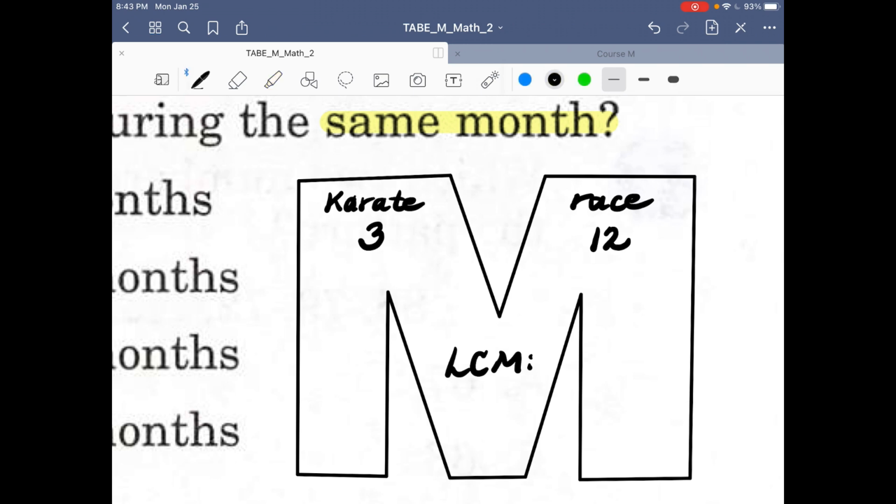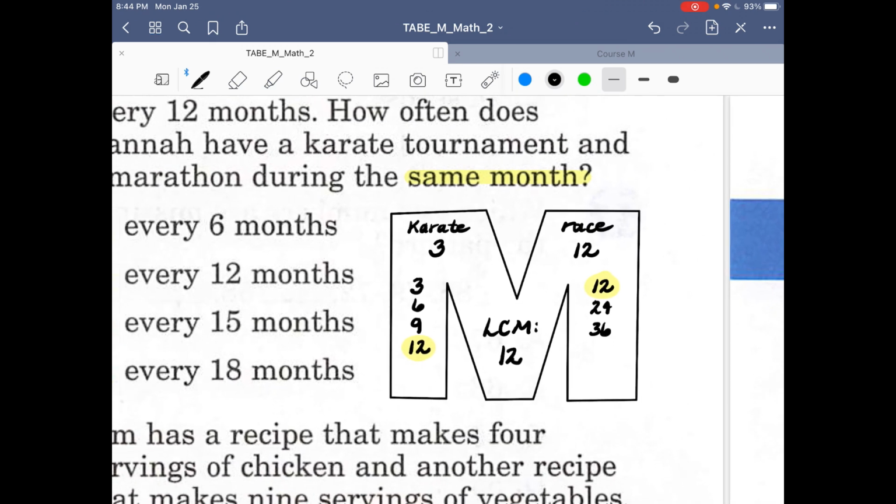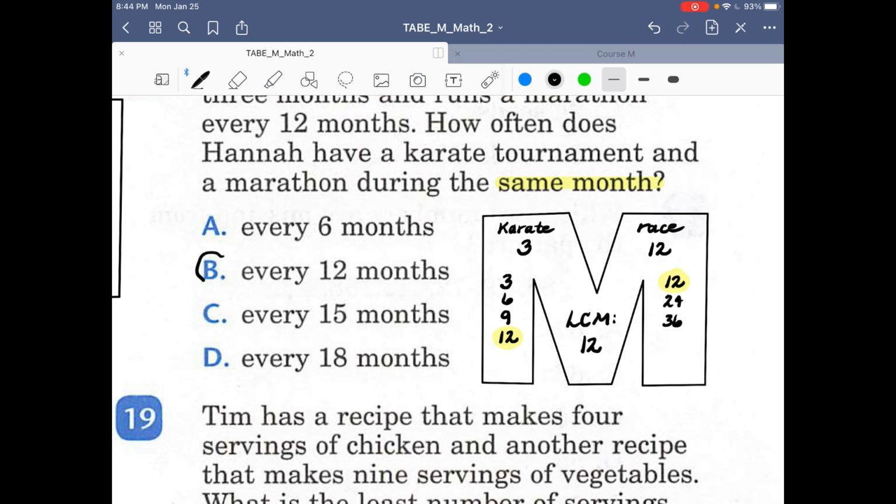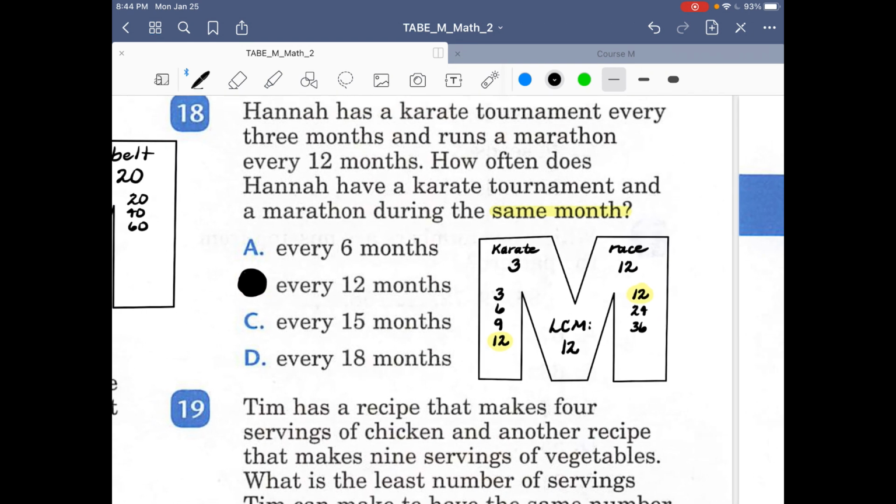Same month. So I have 12, 24. I'm going to stop there. 3, 6, 9, 12. So the least common multiple is 12. And that tells me that every 12 months she will have a karate tournament and a marathon in the same month.